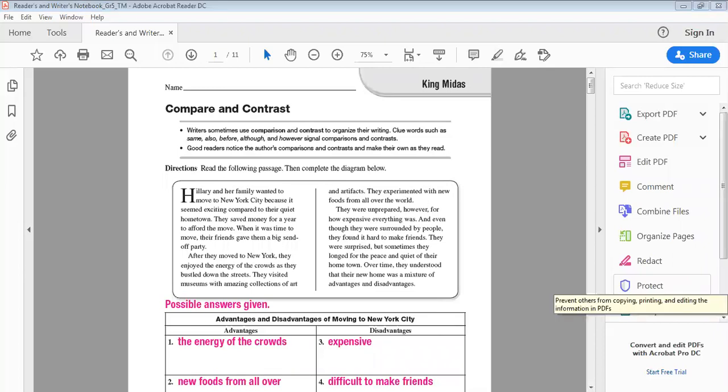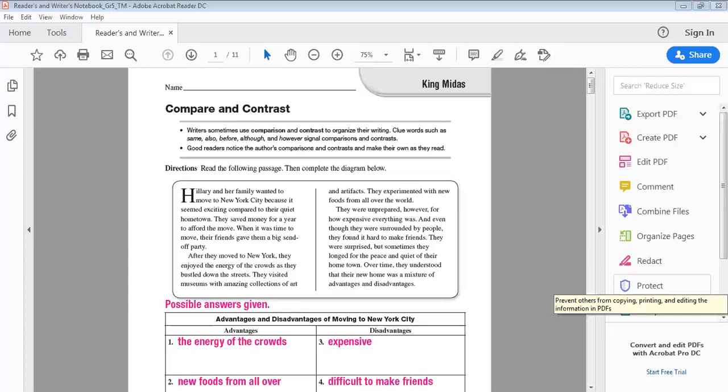You can say, for example, this book is an English book. This one is a math book. This one is written by an author who is a woman. This one is written by an author who is a man. This book is divided into sections. This book is divided into chapters. These are some of the things we talk about when we talk about compare and contrast.